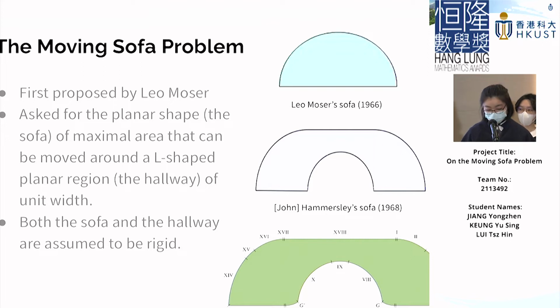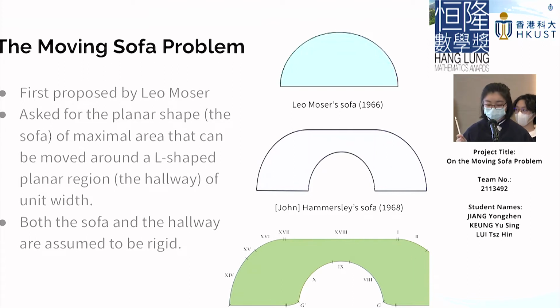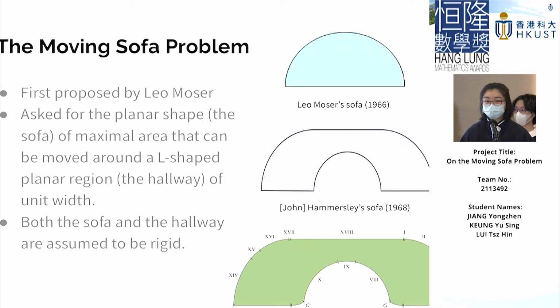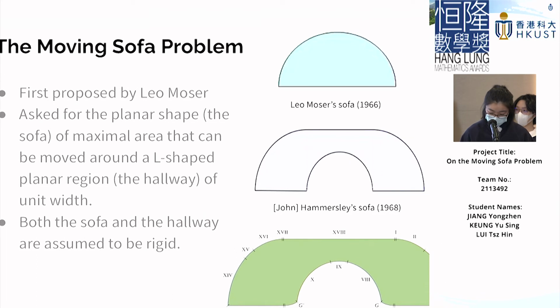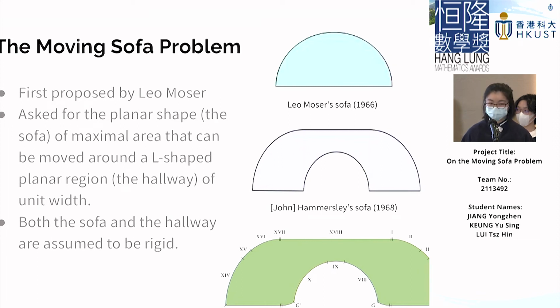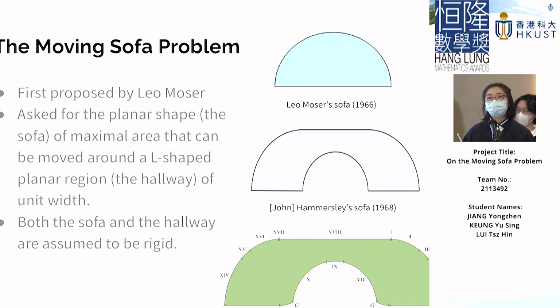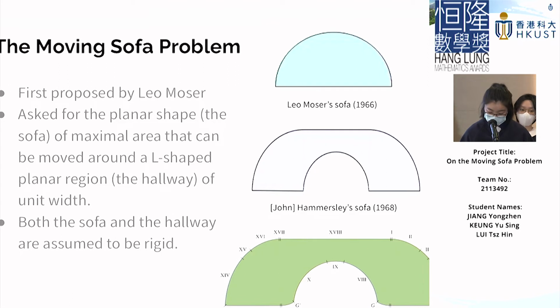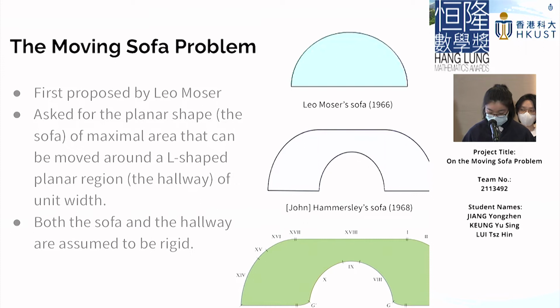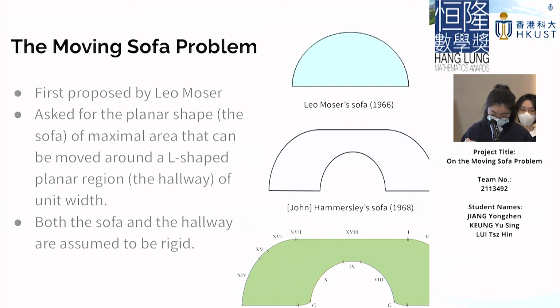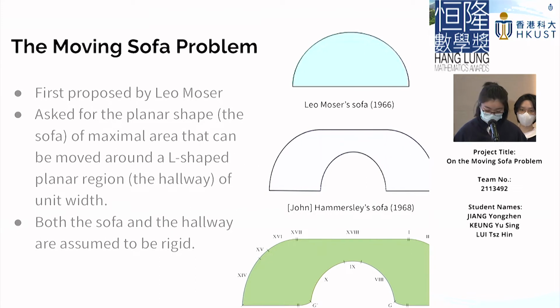So a bit of history. In 1966, Moser proposed this sofa, which is a semicircle of area 1.57. 2 years later, in 1968, John Hammersley came up with his sofa of area 2.2074, which was a considerable improvement. And finally, Gerber came up with his sofa 24 years later, with area 2.2195. And this is the biggest one so far.